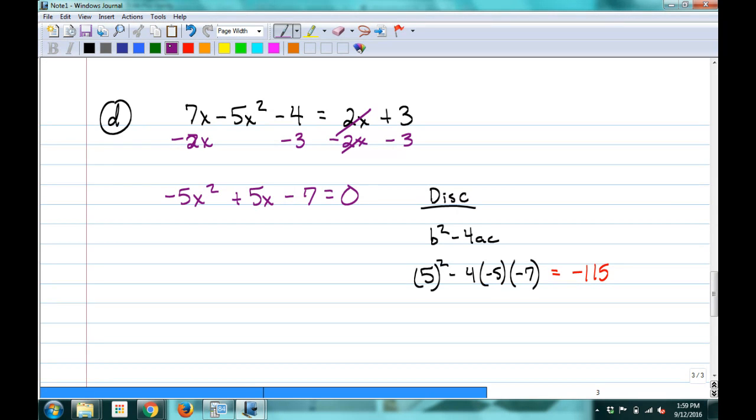Complex. Okay, so negative number as a discriminant. I know I've got complex answers. So then I'm going to go to my quadratic formula. Negative b would be -5 plus or minus the square root of -115 over 2 times -5. And this -5 here is the a in front of x squared.